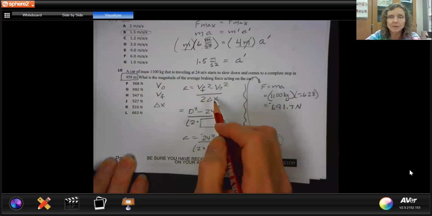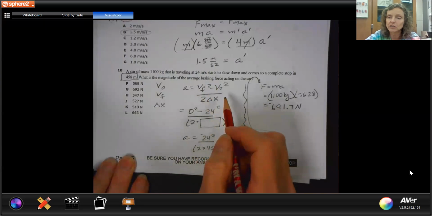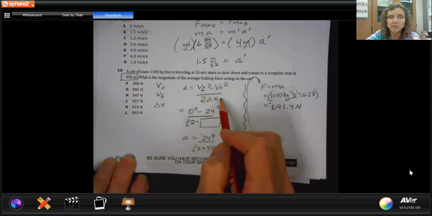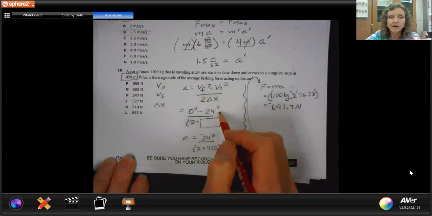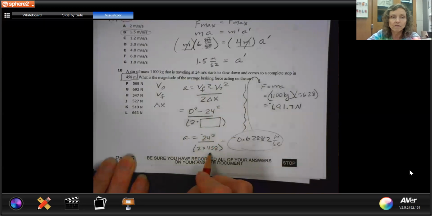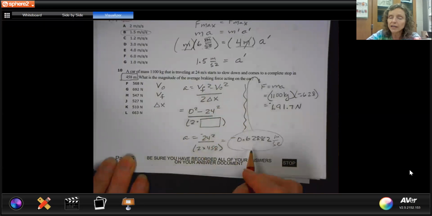So let's go for mass times acceleration by first solving for acceleration. So final squared minus original squared divided by 2 times the displacement. So 24 squared divided by 2 times whatever your displacement was. In this case, it was 458 meters. So I calculate an acceleration. It's negative, and that makes sense for something coming to a stop. So this is negative 0.62 something meters per second squared.